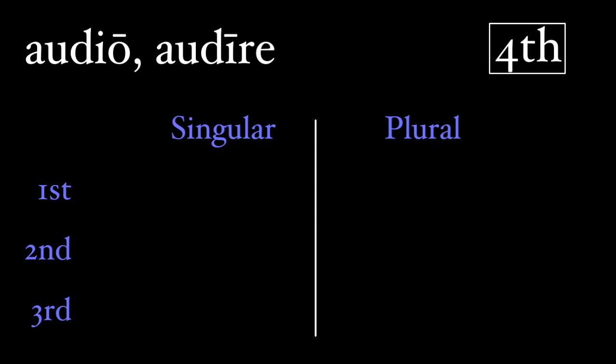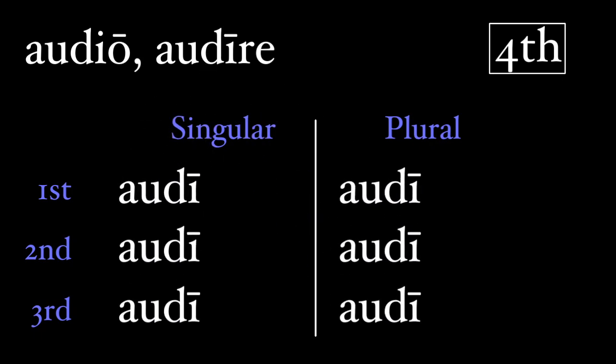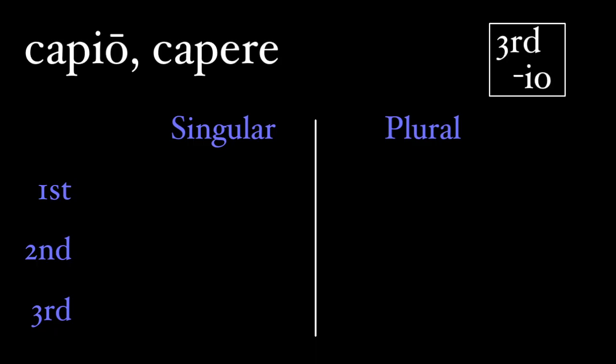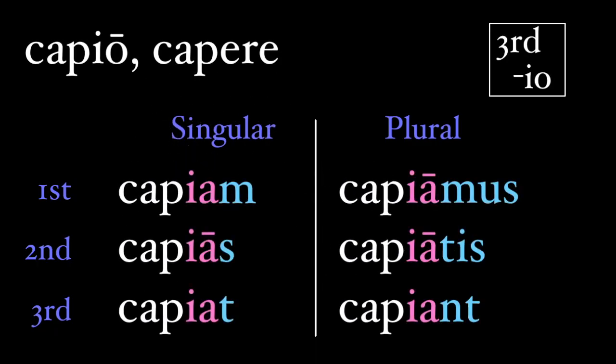And fourths, audio, audire, and the present stem is audi, but we change the I to an IA, add the endings, and we have audiam, audias, audiat, audiamus, audiatis, audiant. And as I said earlier, third IO verbs like capio, capere go like fourth conjugation verbs. Capiam, capias, capiat, capiamus, capiatis, capiant.